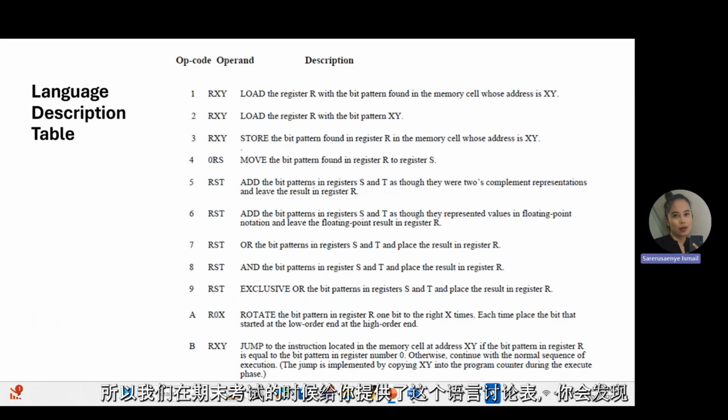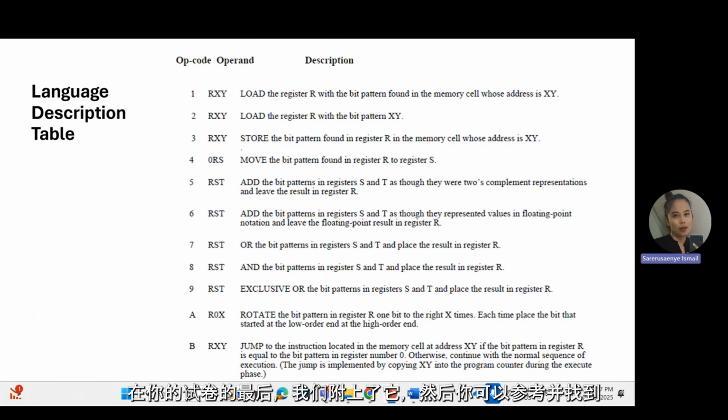We will give you this language description table during your final exam. You will find it in your question paper at the end of the page. We enclose it there, and you can refer to it and find out which opcode and operand will be used, based on the question we give you.